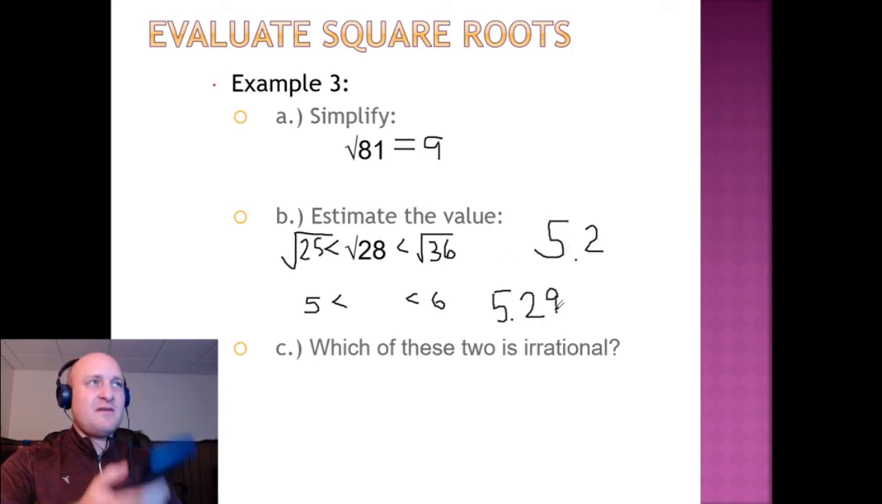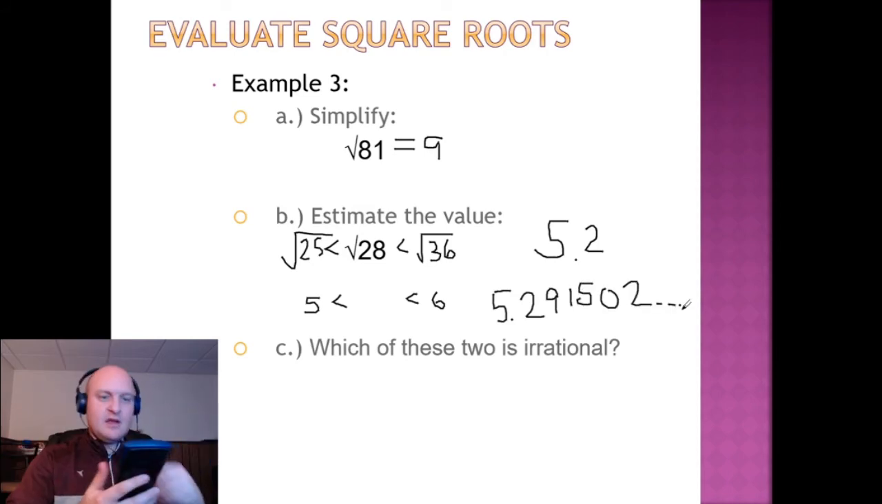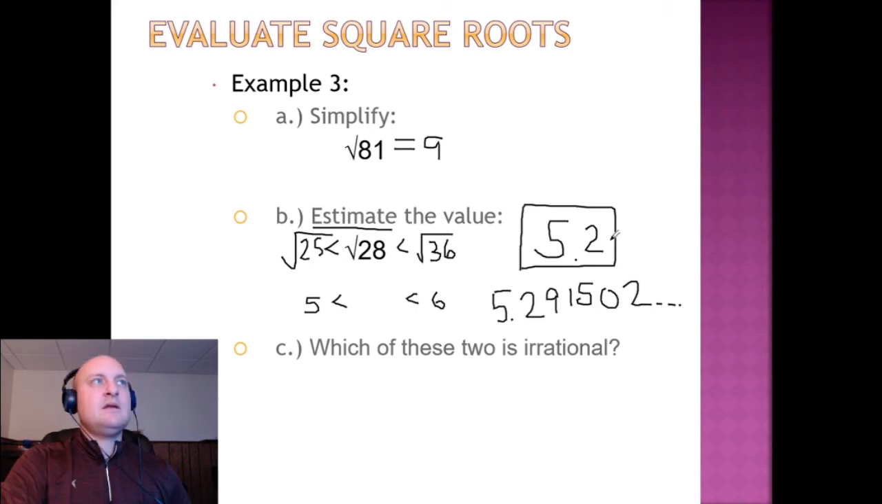If I check with the calculator, I find out I'm off by a little bit. The calculator says it's actually 5.2915, and it keeps going. In fact, it keeps going for a very long time, and it's not about to stop. Now, this problem is asking me to estimate. I know I'm off by a little bit. It'd be closer to estimate 5.3, but I'm kind of proud of my guess that I got fairly close, so I'm going to leave it.